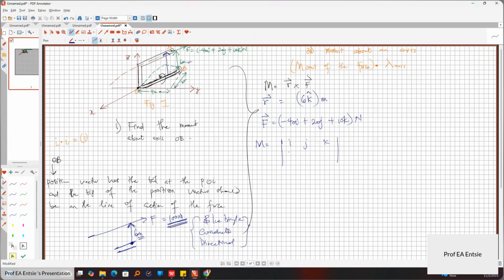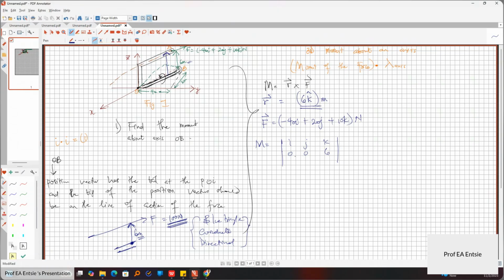Then R plus F. So R will come in the second row. For R, I have 0 for I. You can see there's no component in the I. So 0. Is there a component in the J? No. So that one is 0. But there is a component in the K. That's the Z axis. So that's 6.